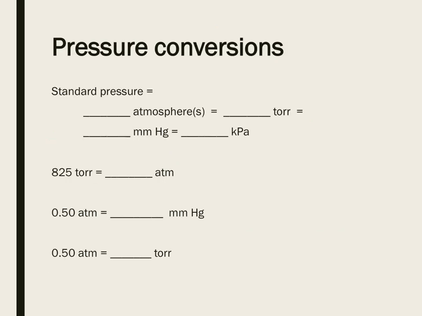All right, before we get into Boyle's law, I want to make sure and remind us about some pressure conversions. Standard pressure is 1 atmosphere, which is the same as 760 torr, which is the same as 760 millimeters mercury, since those two things are identical. And although your notes don't have this on there, we're going to add in 101.3 kPa.